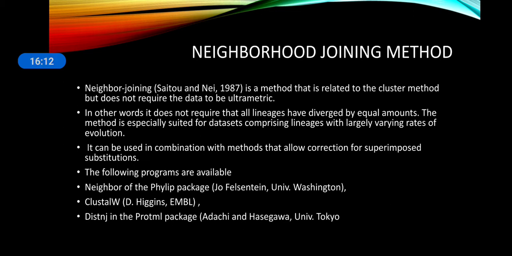Ultrametric means all lineages have diverged by equal amounts. So in the neighbor joining method, you don't need all lineages to be diverged by equal amounts. So the method is especially suited for the data sets comprising lineages with largely varying rates of evolution. And this is used in combination with methods that allow correction of superimposed substitutions.